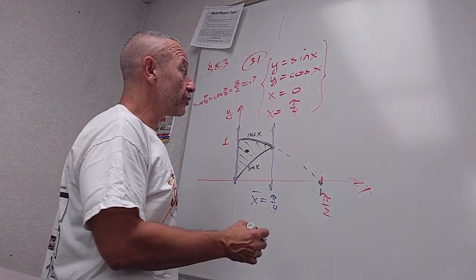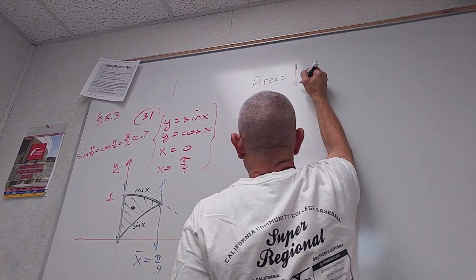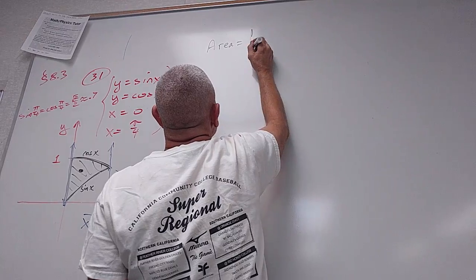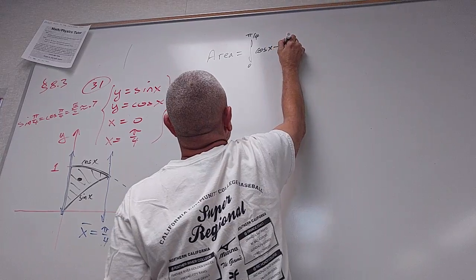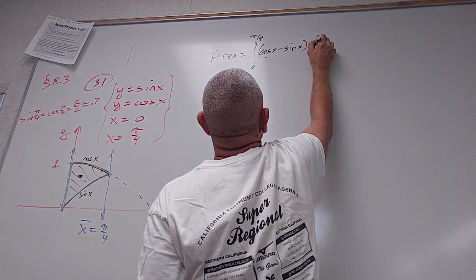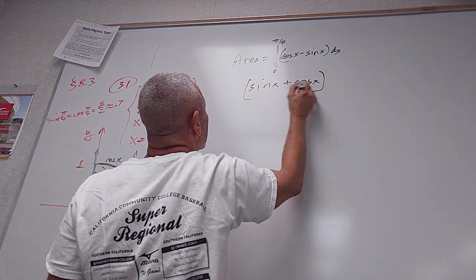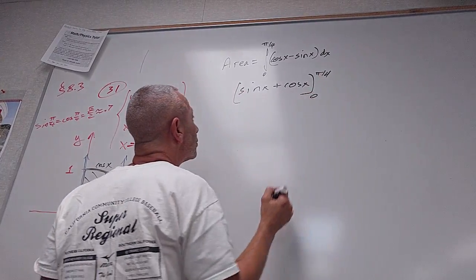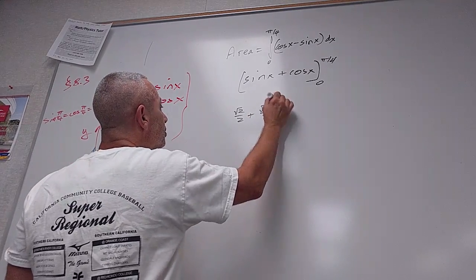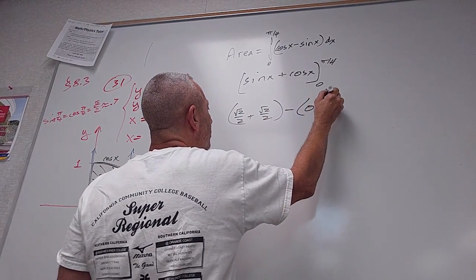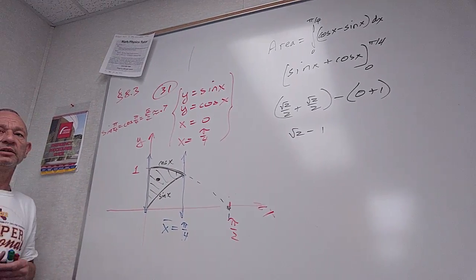And we have two formulas. I guess the first thing I need is the area. Both formulas call for the area. How shall I get the area? It's 0 to pi over 4. So cosine minus the sine. So that's sine x plus cosine x, 0 to pi over 4. Is that correct? Yes. So rad 2 over 2 plus rad 2 over 2 minus 0 plus 1 is rad 2 minus 1. That's the area.